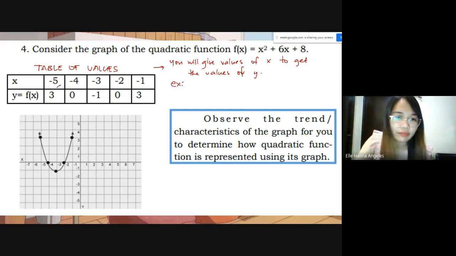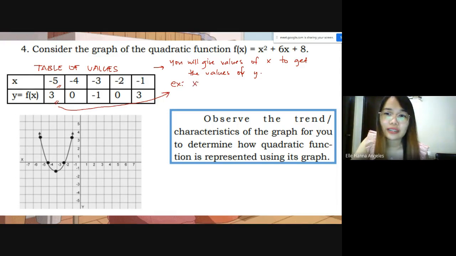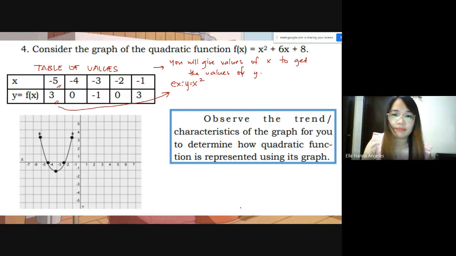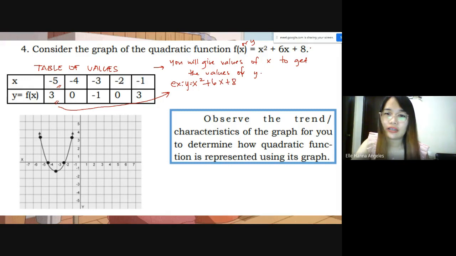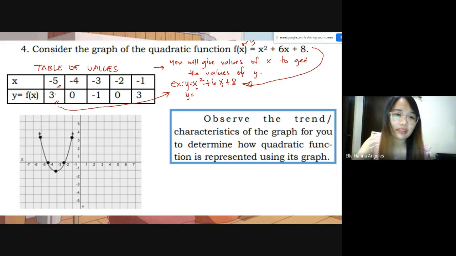Yung negative 5, yung dahilan kaya nakuha yung 3. So, dito, lagyan natin ng example. Isa-substitute natin sa x squared. Diba? Y is equal to x squared. Kasi f of x yun, diba? So, pwede natin palitan ng y. Pwedeng f of x or y. Okay? Tapos, plus 6x plus 8. Kinopya lang natin to ha. Ito lang yun. Okay? Tapos, isa-substitute natin yung x. Papalitan natin yung x nitong negative 5 na to.